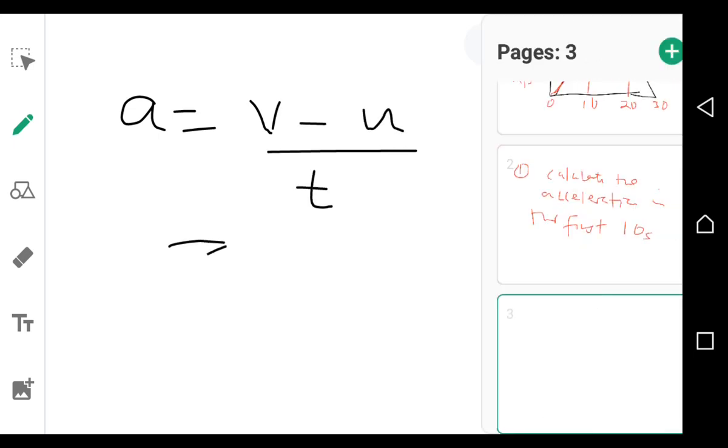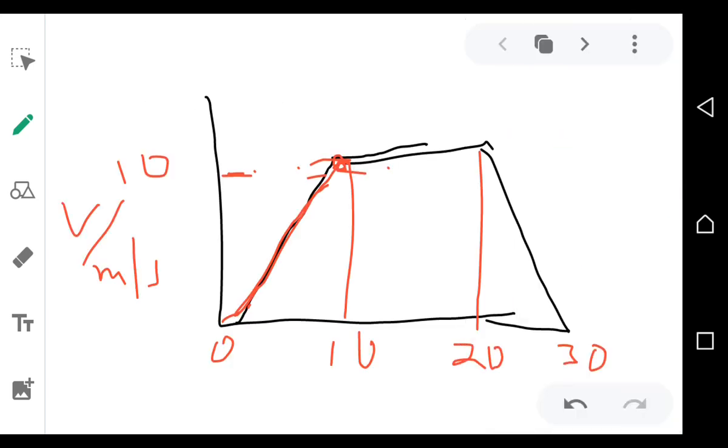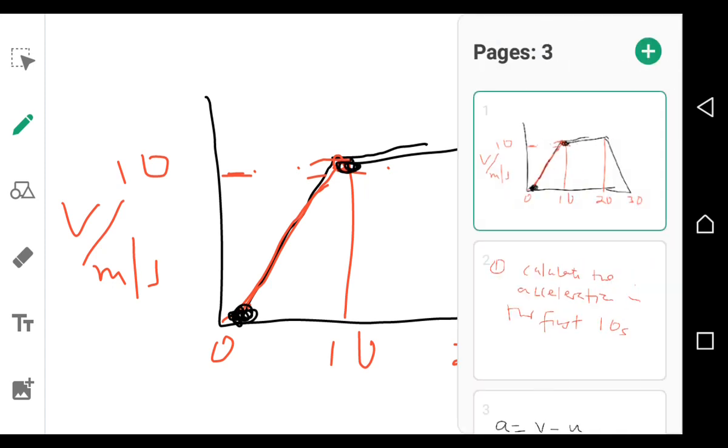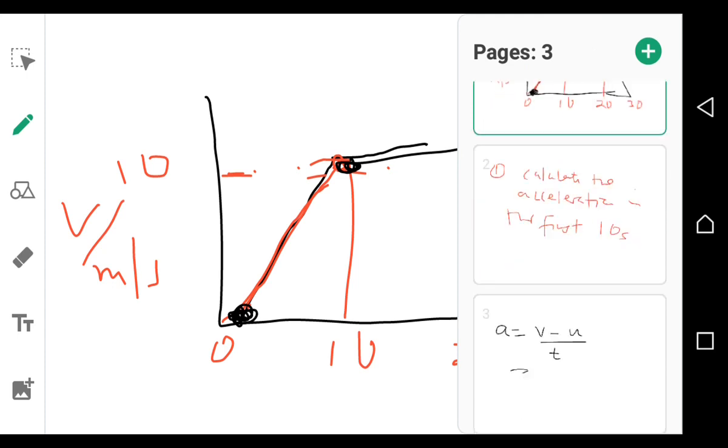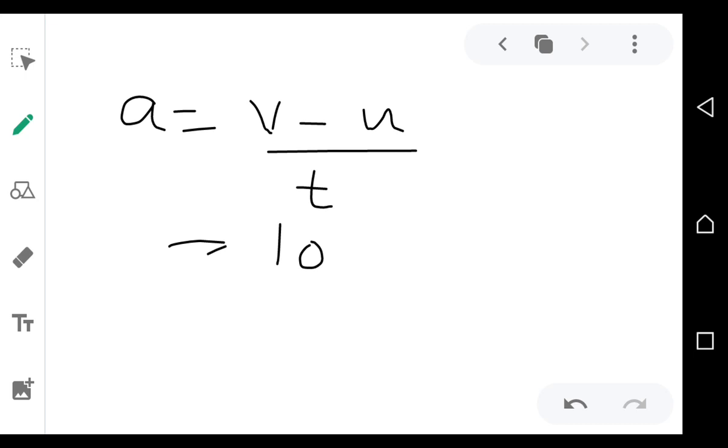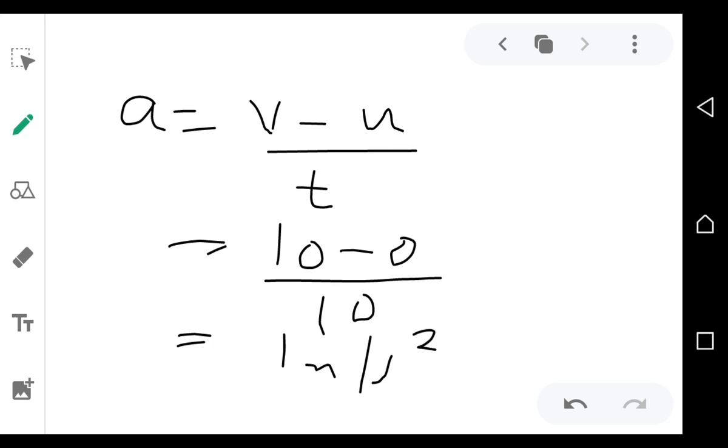So acceleration is equal to final velocity minus initial over time. By this time, you know now how to do this. What's the final velocity? I'm starting from 0, initial. Final velocity is 10, and I took 10 seconds. So 10 minus 0 is 10, 10 divided by 10 is 1. So 1 meter per second squared, that's the acceleration.